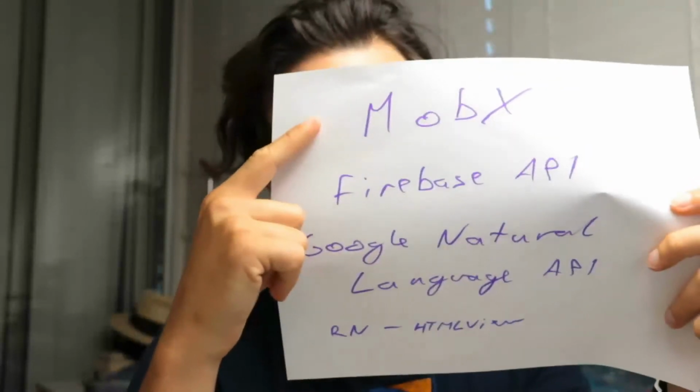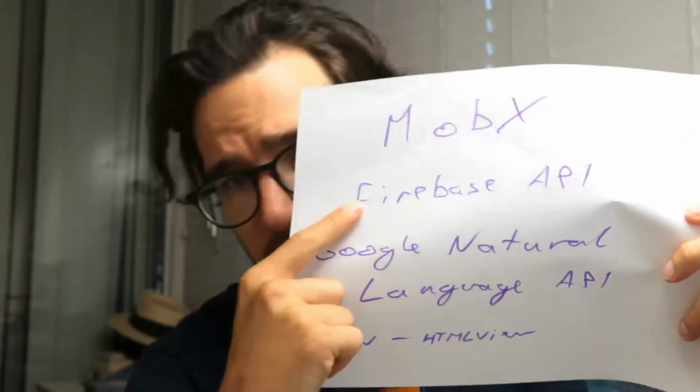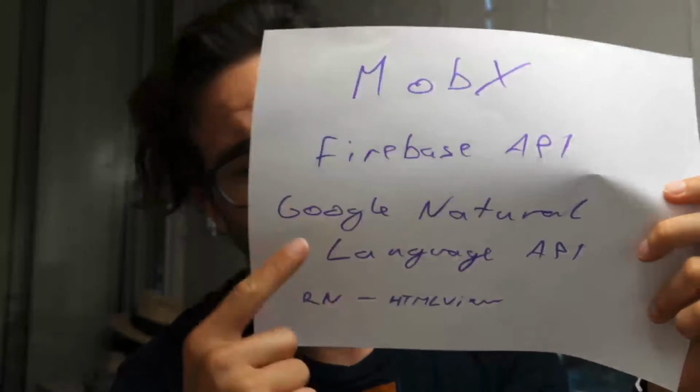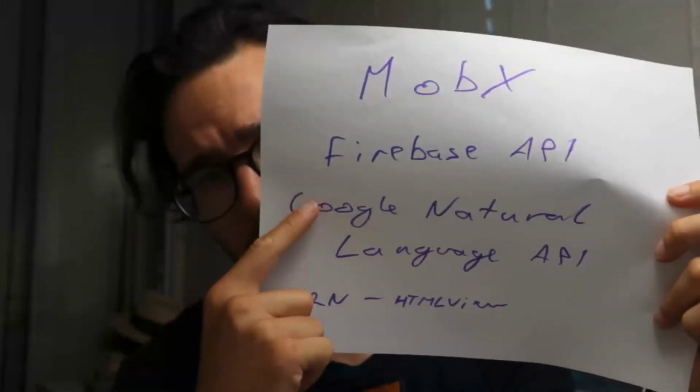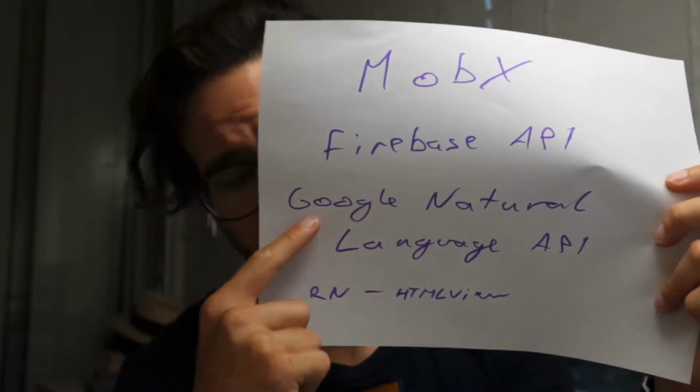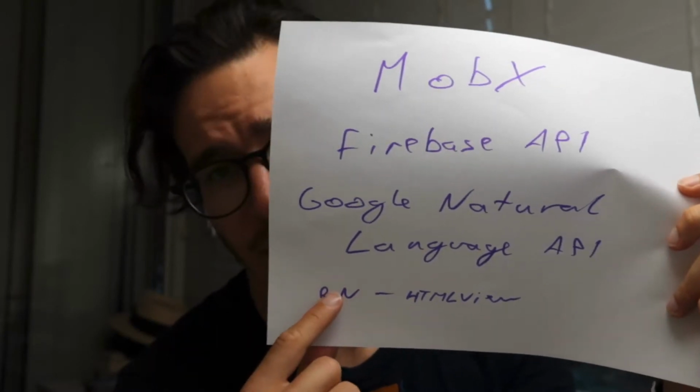We're using MobX for state management, the Firebase API for talking to Hacker News, Google Natural Language API to parse out bad comments, and something called React Native HTMLview so that we can render HTML as a tree of text components. As always, I'm gonna be doing a lot of copy-pasting so you don't have to watch me type.